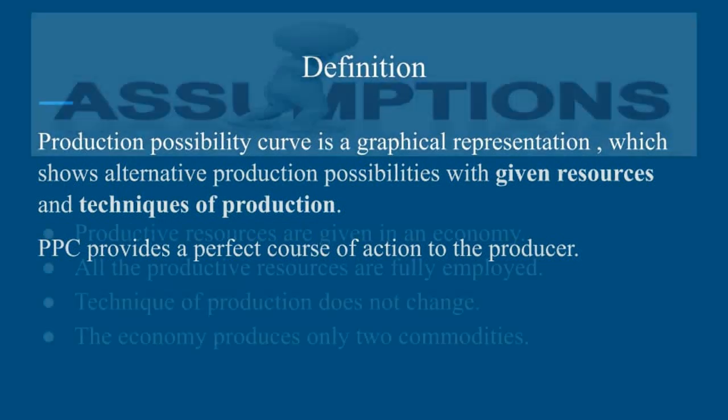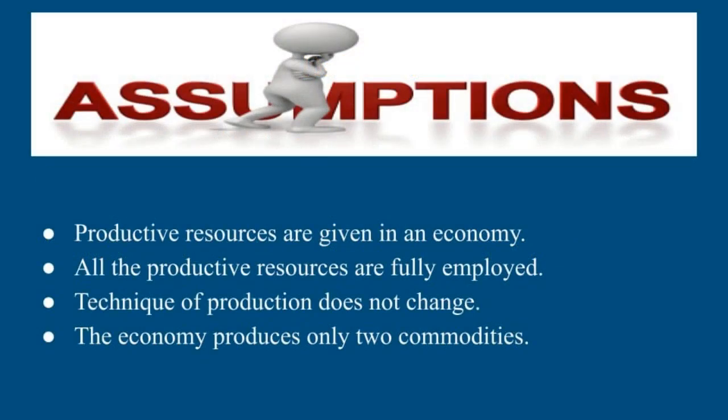Here are a few of the assumptions that we take into account while studying the concept of production possibility curve. The first one is productive resources are given in an economy, means it should be kept constant. It should neither increase nor decrease during the complete analysis. Next is all the productive resources are fully employed, means the resources are working at their full capacity. Technique of production does not change.